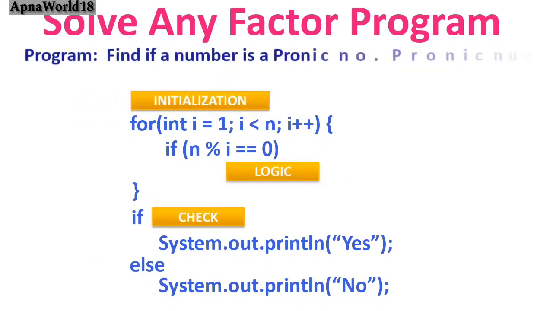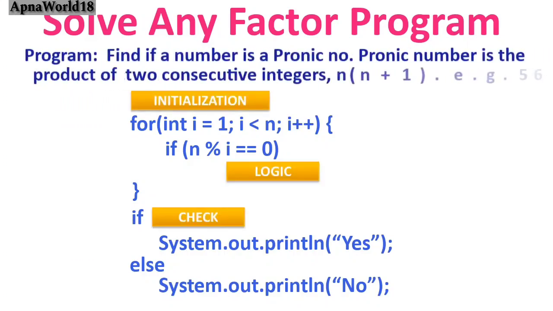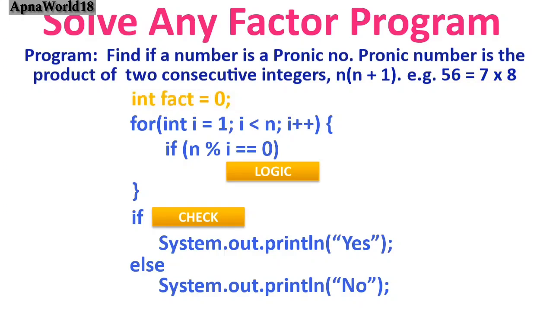Next, we will do a program for pronic number. A pronic number is a number which is the product of two consecutive integers, that is, a number of the form n into n plus 1. For example, 56 is equal to 7 multiplied by 8, which are consecutive numbers. Here in the initialization section, we will initialize fact to 0. In the logic section, once we have a factor, we just multiply it by the next number and check if it is the same as the original number. If yes, we just set fact to that number.